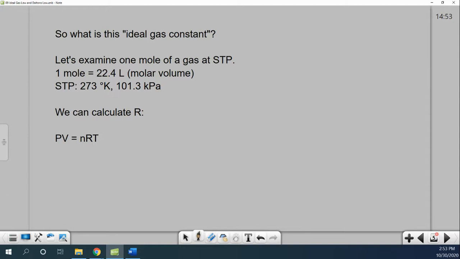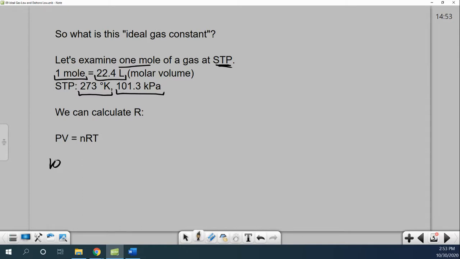So let's find out. Let's examine 1 mole of a gas at standard temperature and pressure. Now, why do we pick these? Because 1 is a very easy number to do math with. So what do I know? I know I have 1 mole, which means I know that I have 22.4 liters. I know my volume. And if I'm at standard temperature and pressure, I know I'm at 273 Kelvin and 101.3 kPa. So I know everything except for R. Let's figure out what it is.